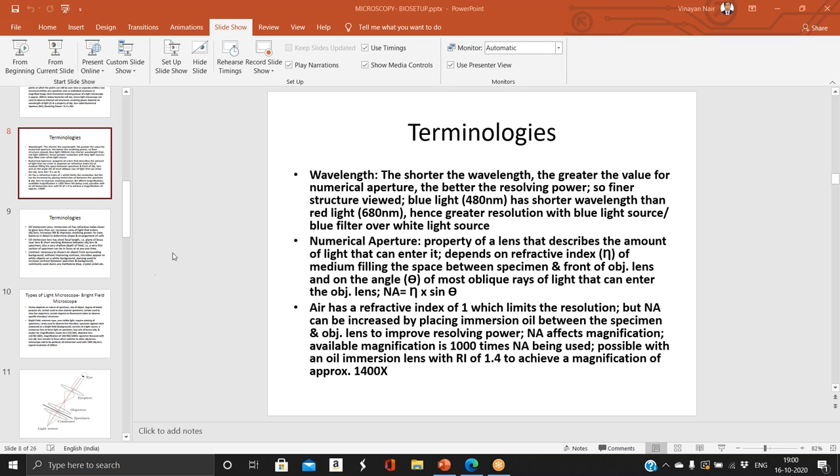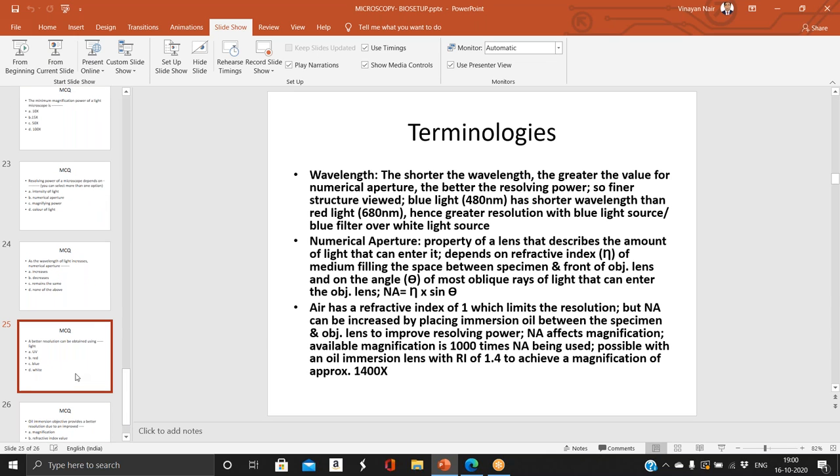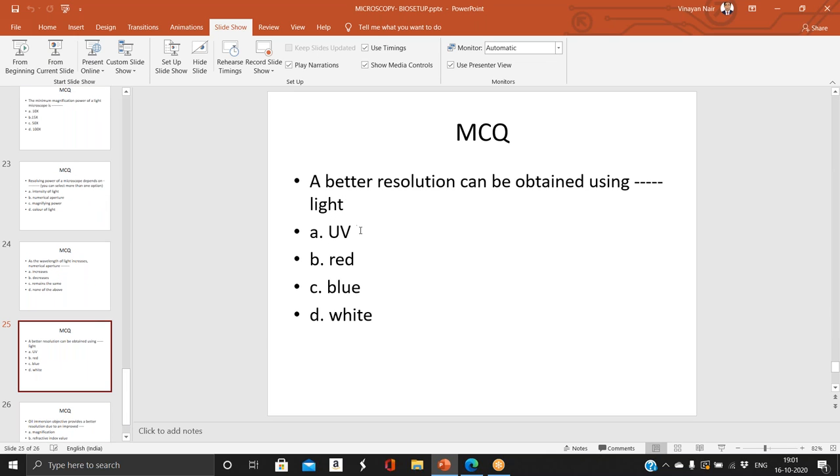So then there is a confusion for the answer, because the shorter the wavelength, the greater the value for numerical aperture. Fine. The better is the resolving power. So I think that UV is not a correct option there. I think I have not given a correct option as UV, because I have to give you the colors as options.